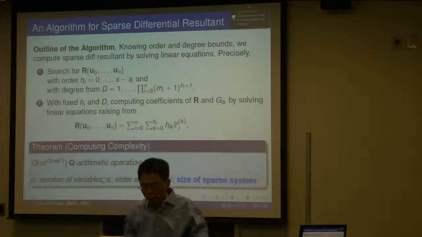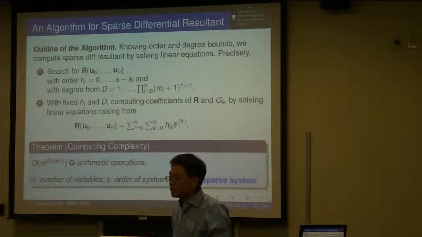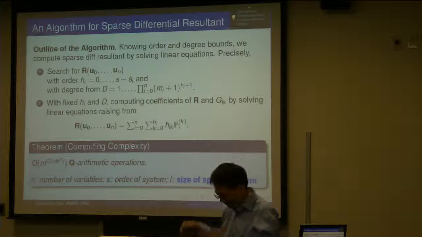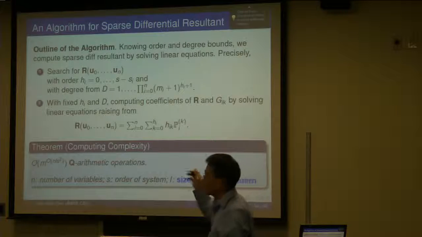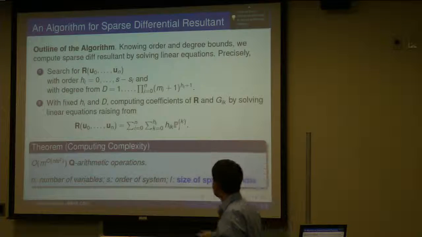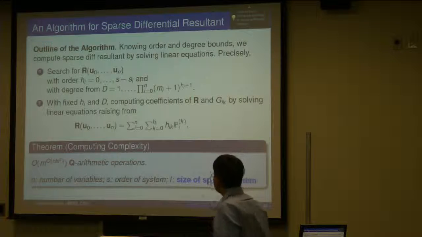In the algebraic case, people already give algorithms like that to give the intrinsic complexity to compute the resultant or Chow form. But here we already have some intrinsic complexity, but not all the way, because we use Bezout. L is the size of the sparse system.